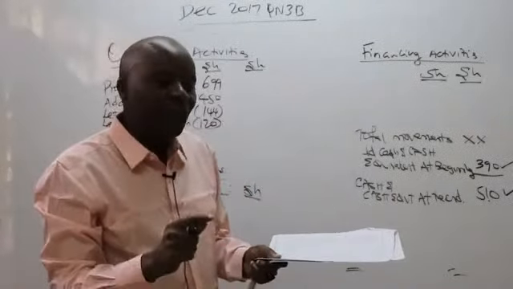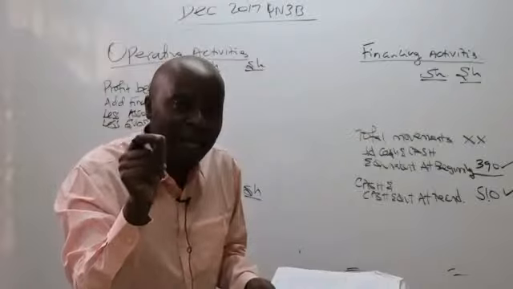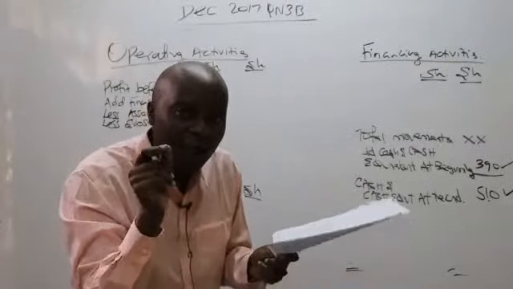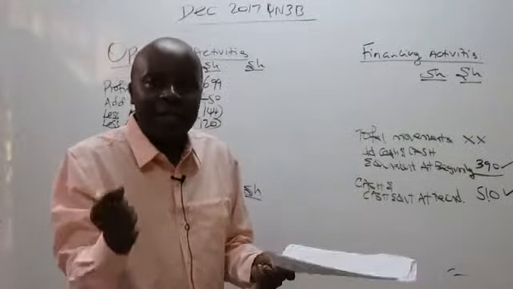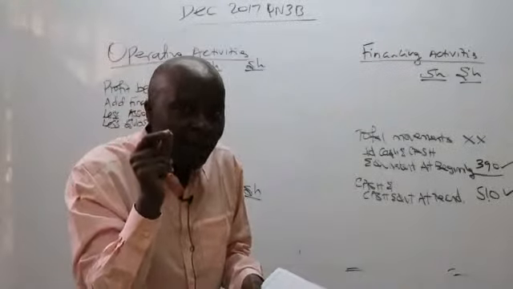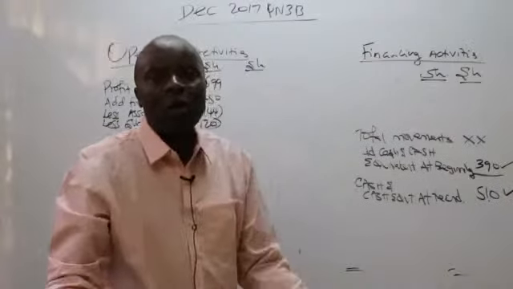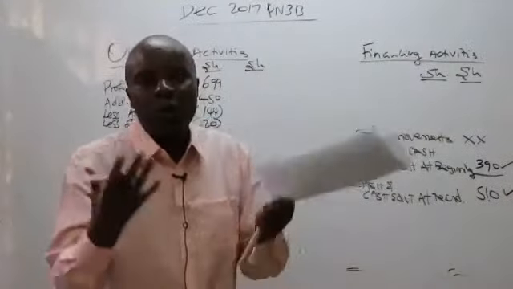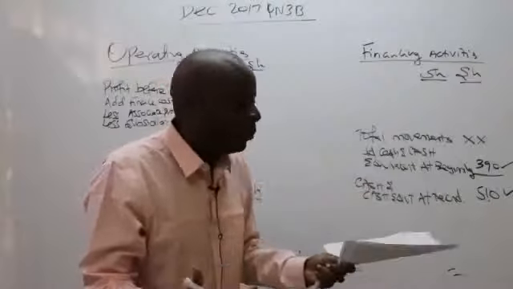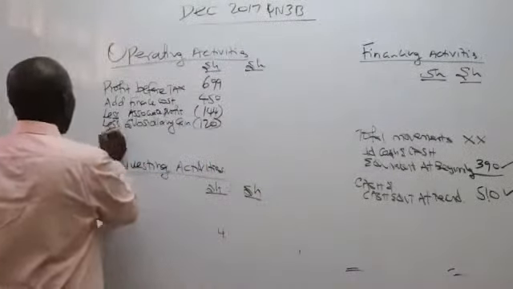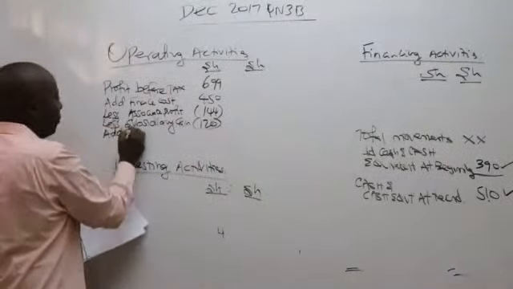I add back. Depreciation is an expense that these guys included wrongly in the cost of sales, meaning that our profit was taken way down. So we need to make good. So how do we make good? We add back what here? Depreciation. Thank you very much. So add back depreciation.